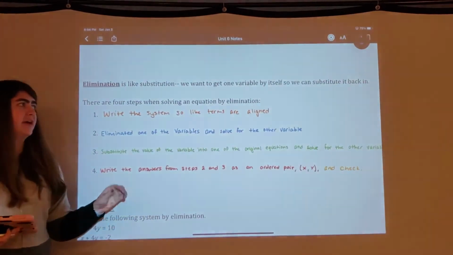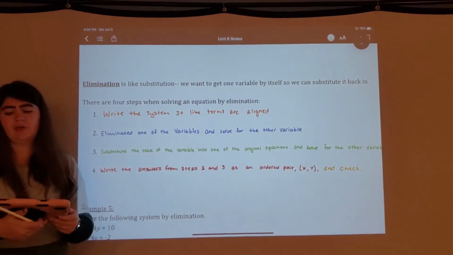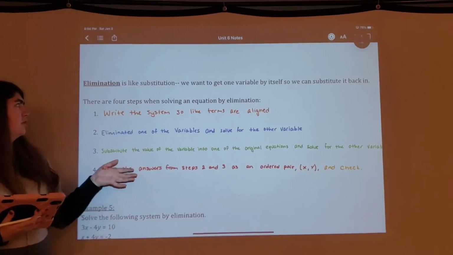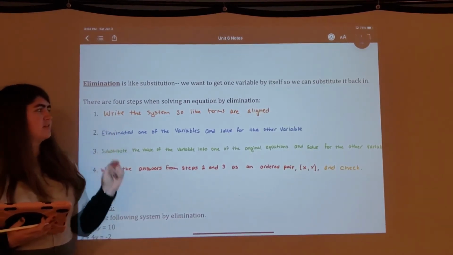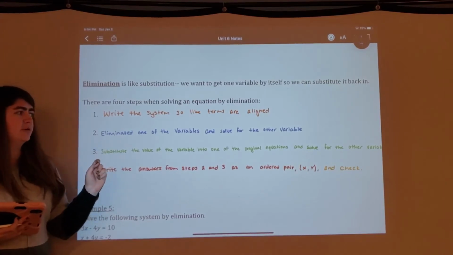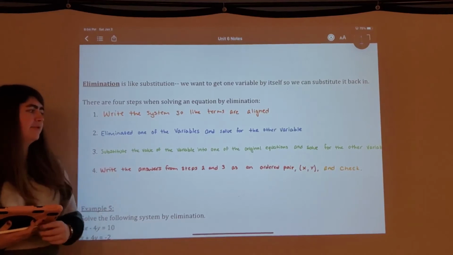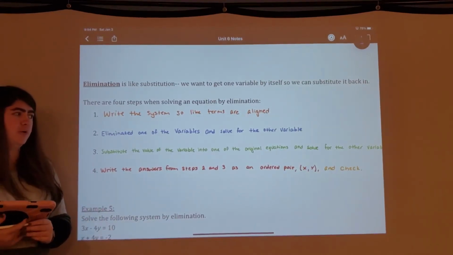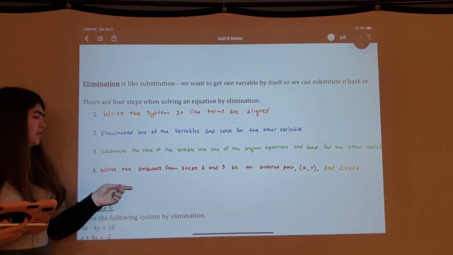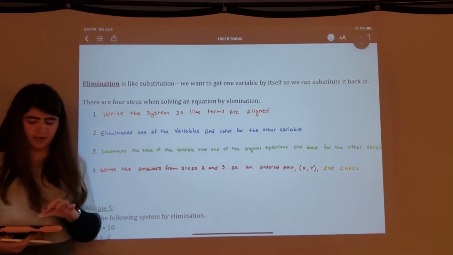So elimination is kind of like substitution, where we want to get one variable by itself so that we can substitute it back in. And we only have 4 steps though. So we have step 1, write the system so like terms are aligned. 2, eliminate one of the variables and solve for the other variable. 3, substitute the value of the variable into one of the original equations and solve for the other variable. 4, write the answers from steps 2 and 3 as an ordered pair, x and y, and check.